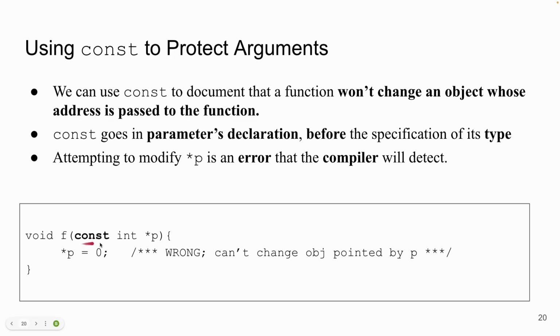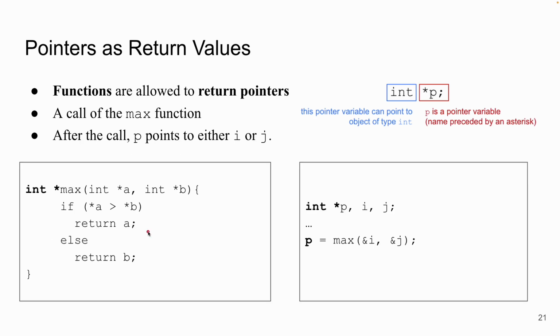So I would say the purpose of const is to make your program safer, and to have clear documentation that this P shouldn't be changed. The object pointed to by this pointer variable P shouldn't be changed. I just want to read. I just want to get the value of the object that P points to.